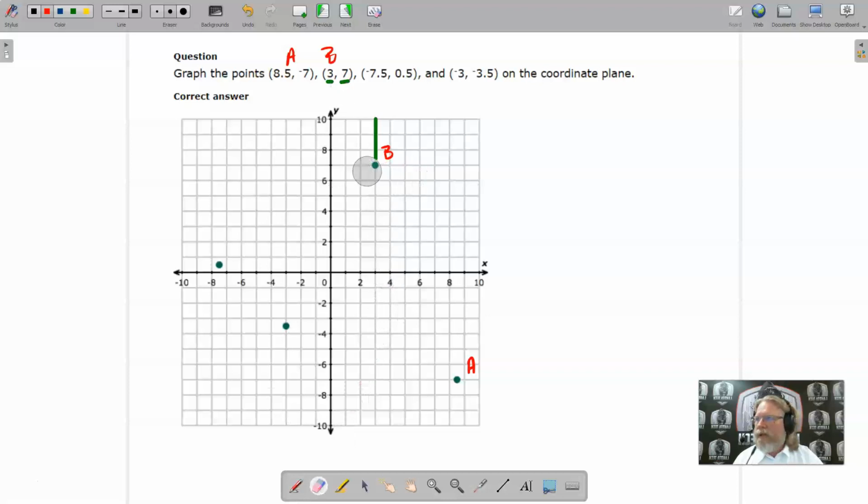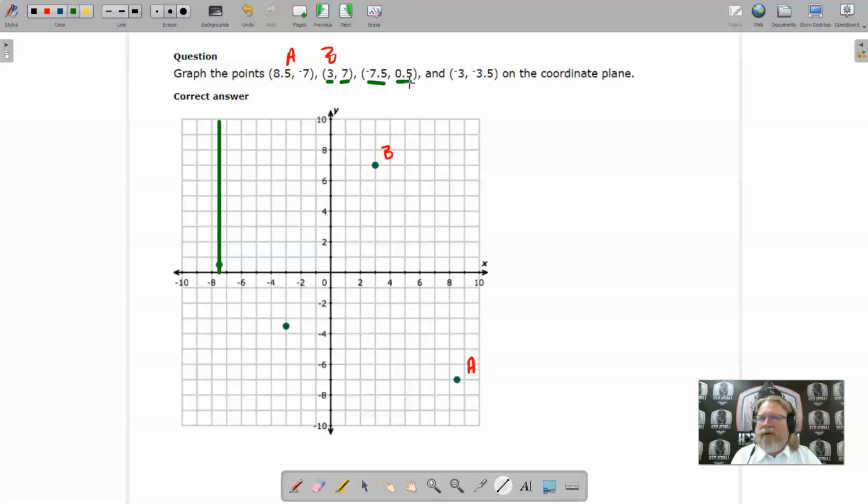Make some lines here. And next, let's look at the next one. Negative 7.5 and positive 0.5. So x is negative 7.5, so we're going to start here at the origin, go down here till we find 7.5, which is going to be right, and here's 6, here's 8, so this is 7, so halfway between 7 and 8 would be right here, so it's going to be somewhere along here.